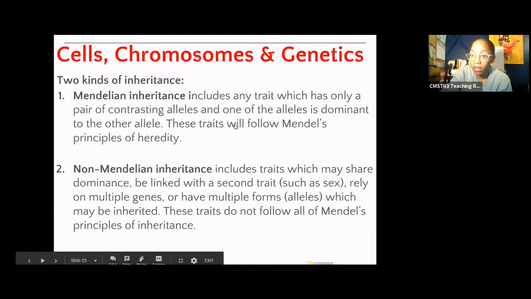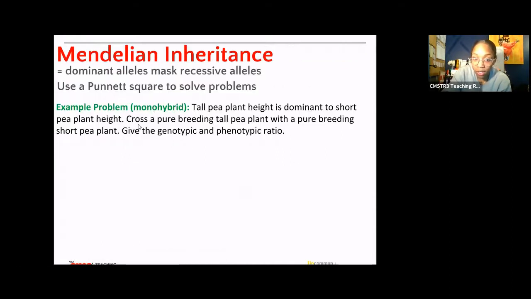In terms of Mendelian inheritance, this is the one that we're probably most familiar with. In Mendelian inheritance, you can solve all of the problems with Punnett squares. So Mendelian inheritance is just our dominant and recessive alleles. I apologize in advance, y'all. I'm going to try to draw on the screen with my fingers. My nails are kind of long, so we'll see if we can make this work.